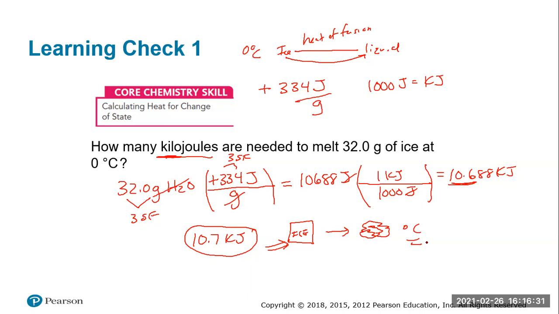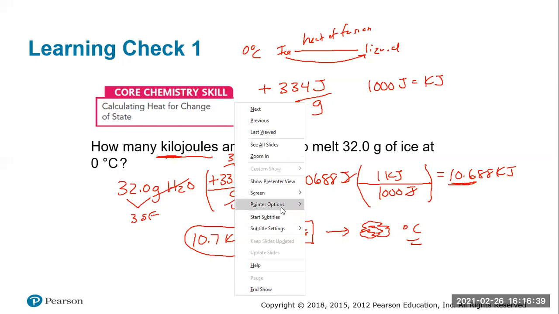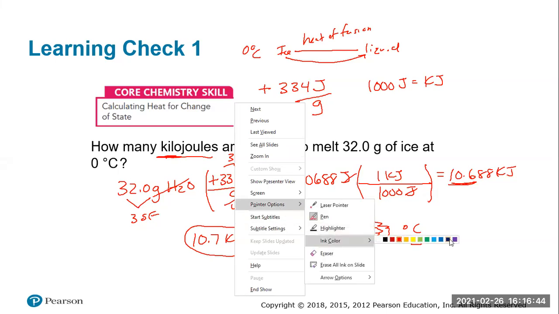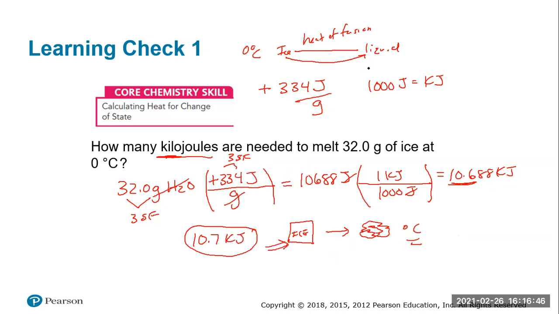So let me ask you an important question: what happens if I started with the liquid water and I wanted to get my ice back? What would really be different in this calculation? Let's just say, for the sake of argument, we actually want to go the opposite way. We'll go back that way.